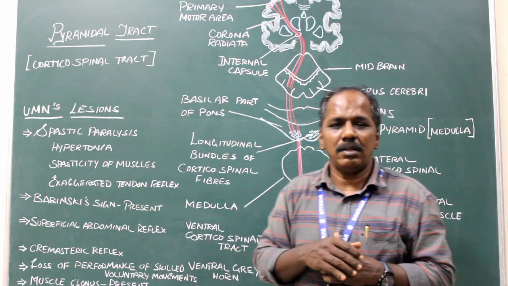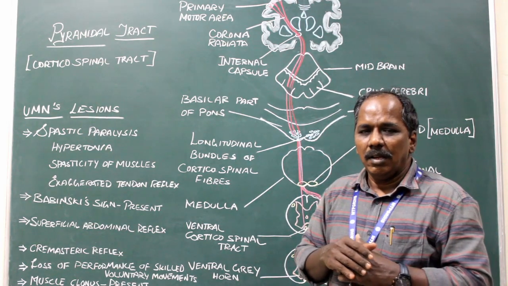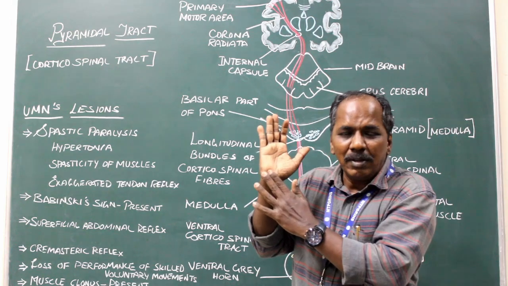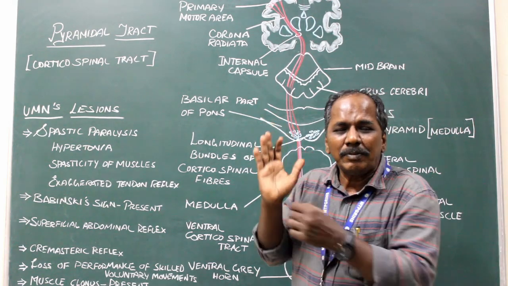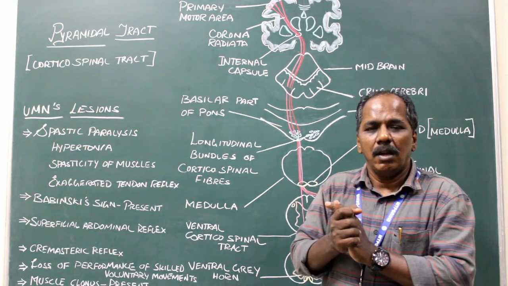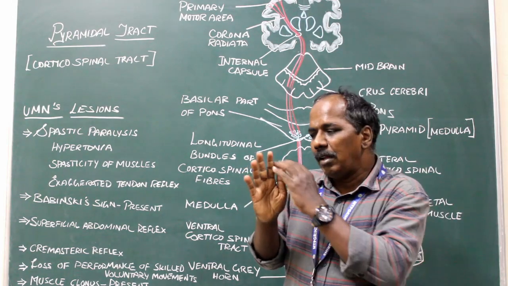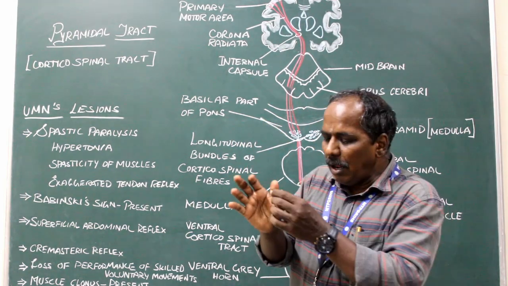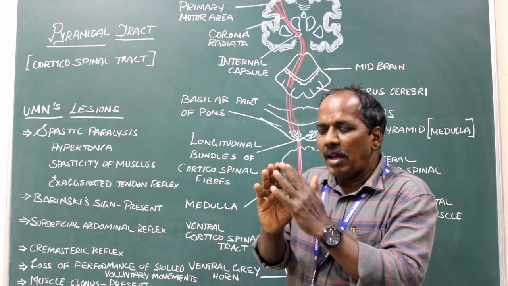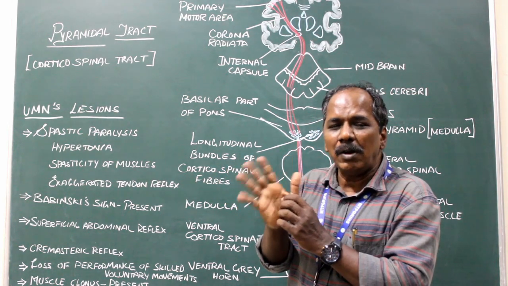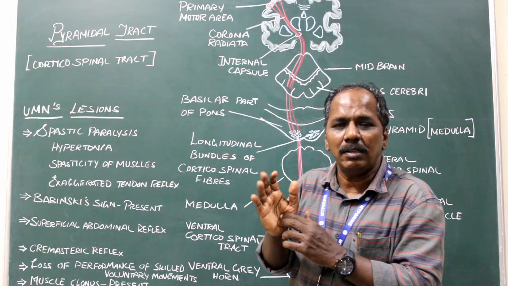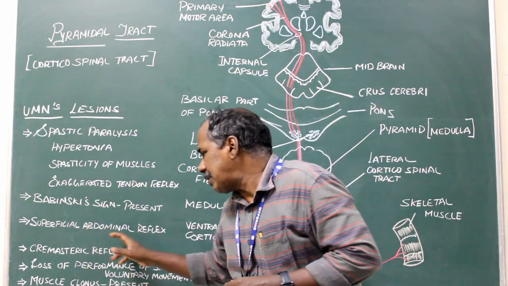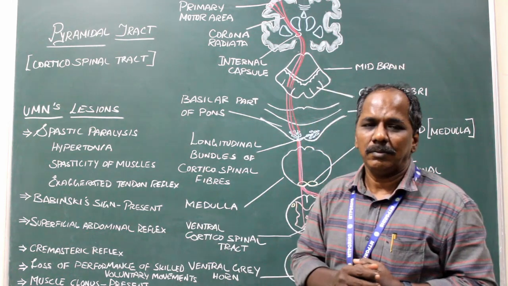Babinski's sign is present when the lateral part of the sole of the foot is scratched with a blunt instrument. Usually the toes will plantar flex. Here, the great toe is dorsiflexed and the lateral toes fan outside. That is the Babinski's sign. So in upper motor neuron lesions, the Babinski's sign is present.